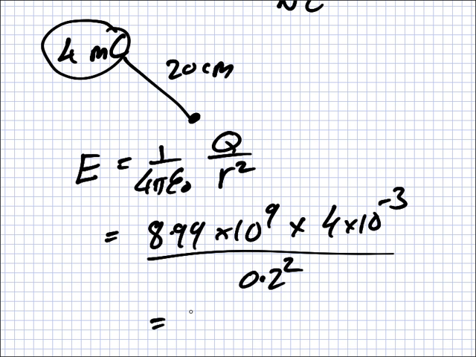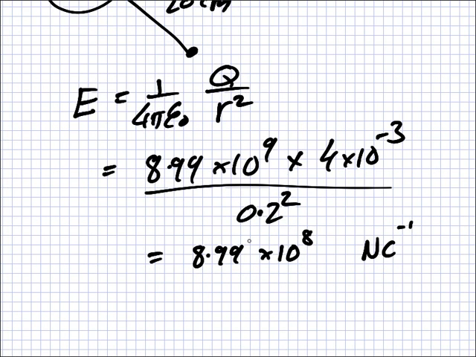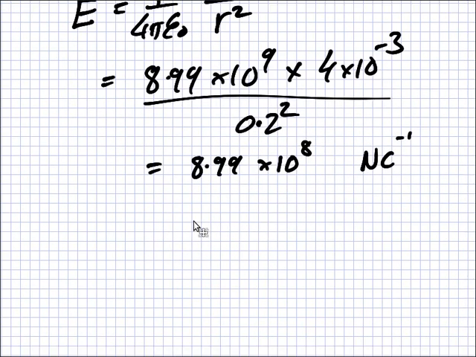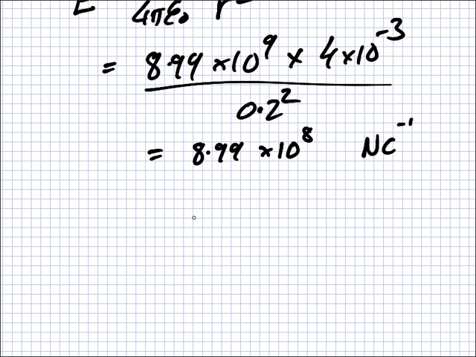Yeah, I got it. 8.99 times 10 to the 8 in total. Yeah, newtons per coulomb. Next. How many marks was that? Okay, that's okay. What's next? Sketch the electric field lines and the equipotentials around the point charge. Our point charge, I think, was positive 4 millicoulombs. Okay, so these are the field lines. I'm not going to do lots.